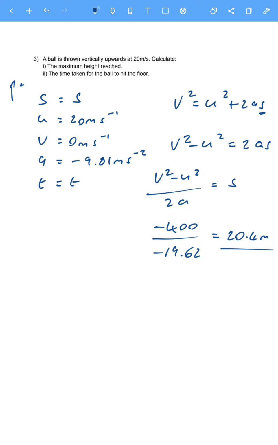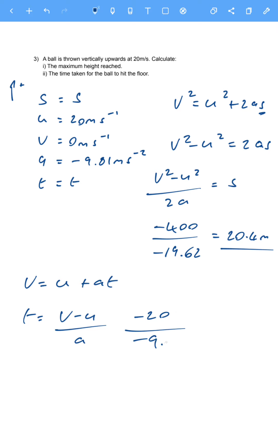Then we just need to get the time. So what we're going to do is calculate the time that it takes to reach its maximum height and then simply double it. For that one, you should have realised we can use v equals u plus at. So the time would be v minus u over a. So the final velocity is 0, minus u would be minus 20, divided by the acceleration of minus 9.81. So that gives us a time to reach its maximum height of 2.038 seconds, or I'll just do 2.04 seconds.